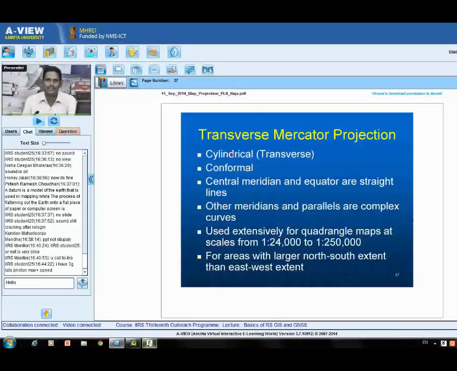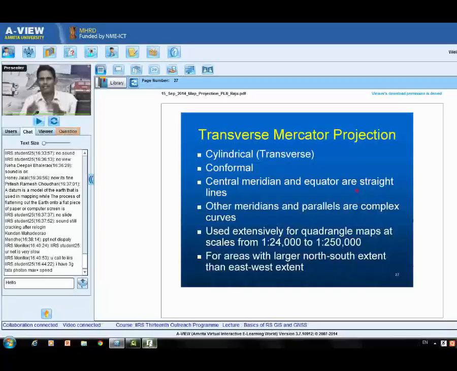As I mentioned earlier, one is the normal cylinder, the Mercator projection. Another is the transverse Mercator projection. You put the cylinder horizontally, that is called transverse. It also maintains the shape, so it is called a conformal projection. The central meridian and equator are straight lines. The meridian where the cylinder touches the earth will be straight.